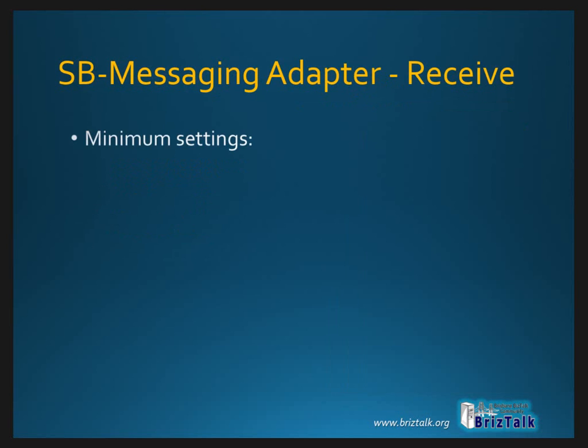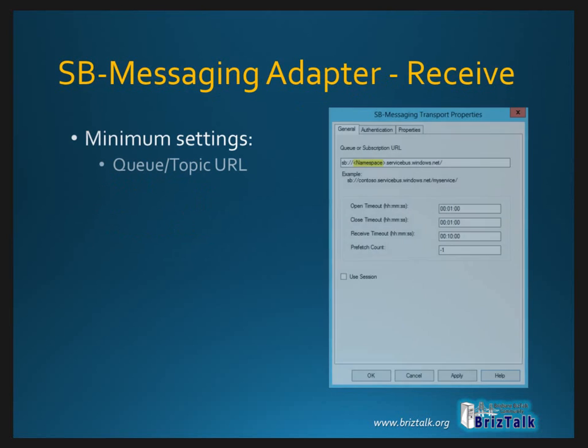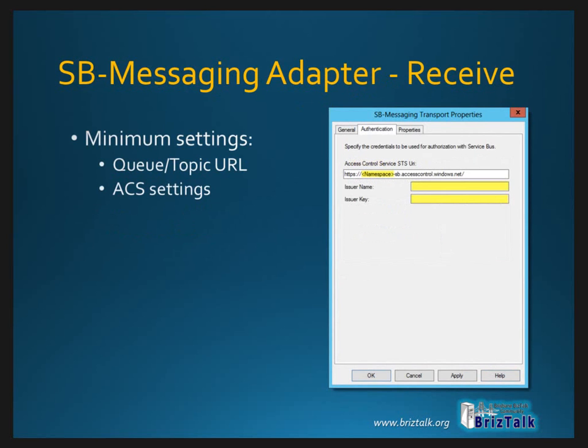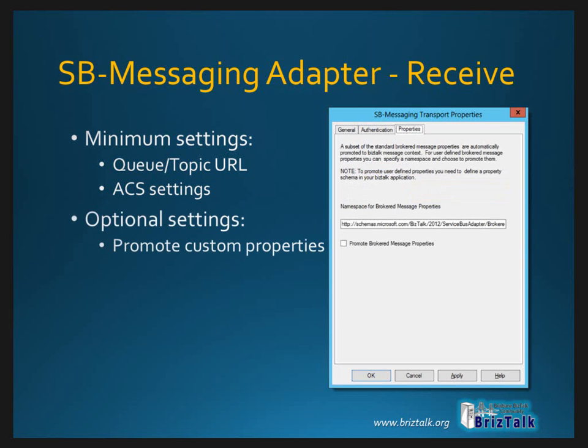The receive mode of the adapter is very similar, with just a few subtle differences. You still need to provide the mandatory URL and ACS credentials, of course. The main difference is in the option to add user-defined brokered message properties to the BizTalk message context. Note that standard brokered message properties are already written to the context, although not promoted, so including this namespace will add the user-defined ones as well.